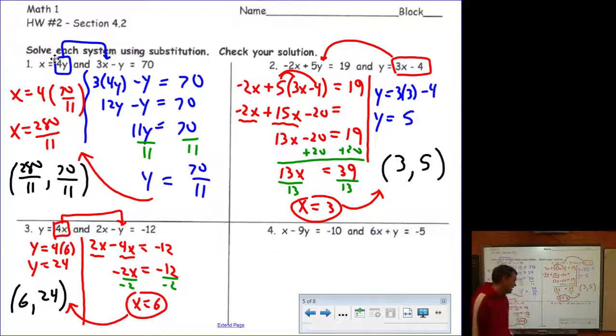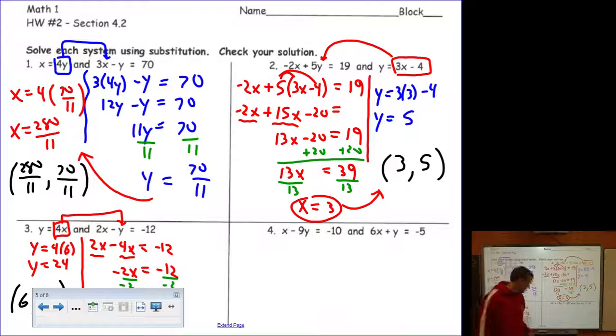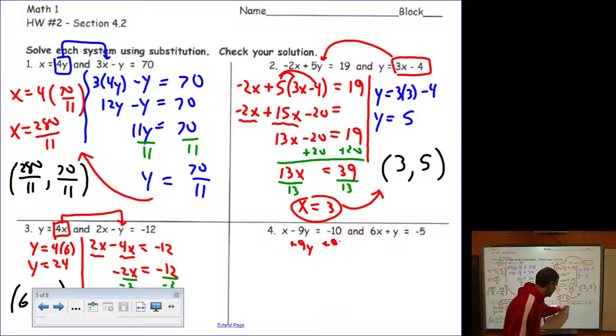And number 4, I'm going to have to do a little work. I do not have a variable by itself. I could either get this x by itself very easily or this y by itself very easily. And I'm going to do the x. So, erase that. All right, so the first thing I'm going to do is I'm going to add 9y to both sides. And that's going to give me x equals negative 10 plus 9y.